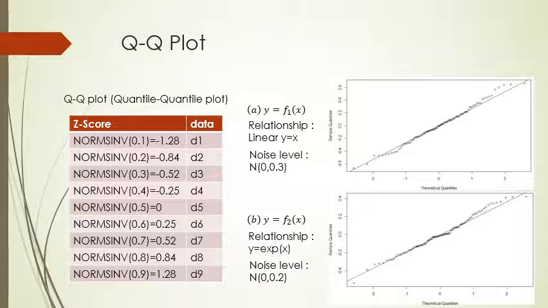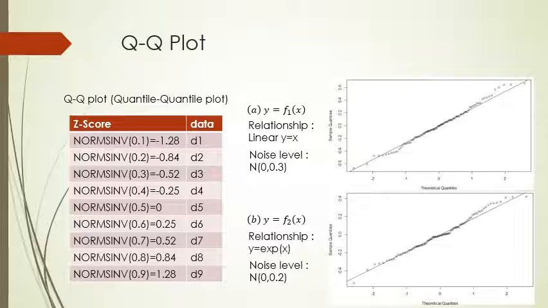Also, we assume the error is normally distributed. We may use quantile-quantile plots, known as QQ plots, to check the normality. Histograms may not be suitable because they could be affected by binning. Now, we use a sample of 9 to show how to draw a QQ plot. First, arrange the data from the smallest to the largest. Here, D1 is the smallest and D9 is the largest.